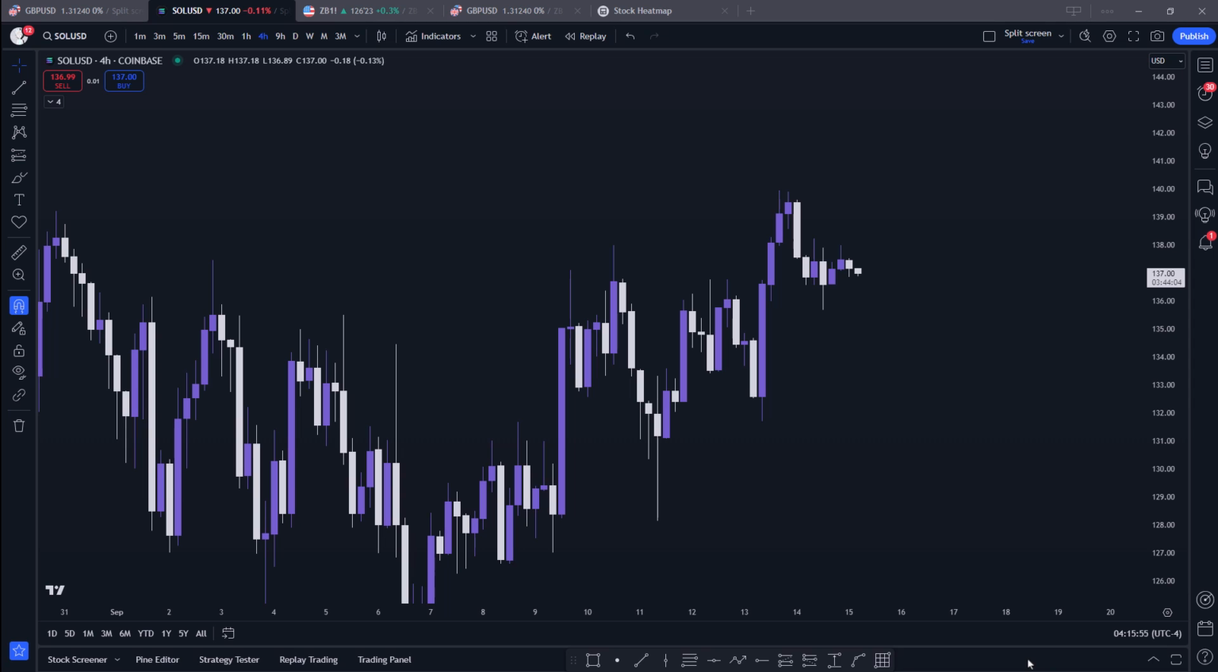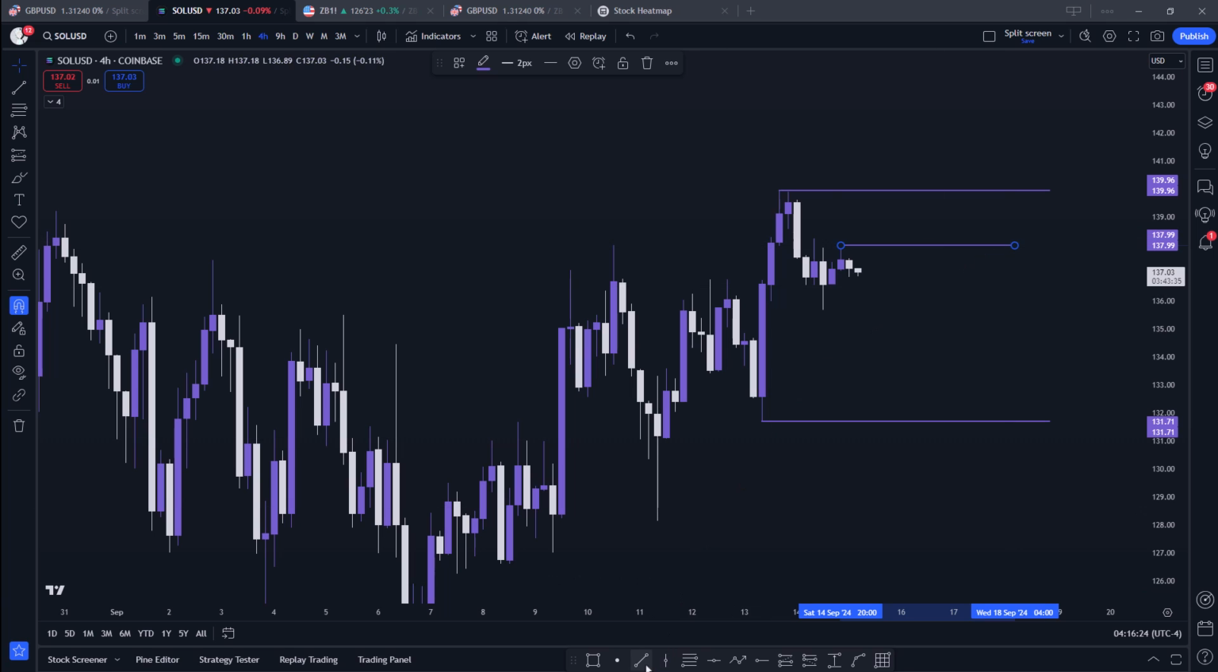I just wanted to cover a little bit about rejection blocks. For those that don't know what a rejection block is, it's the last PD array before a previous high or a previous low according to the ICT PD array matrix. For example, this low is sell side liquidity or a previous low, and this high is buy side liquidity or a previous high, right? Same goes with this high and this low.